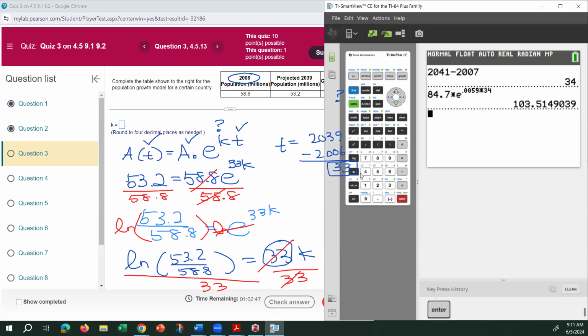And so we have isolated for K, and let's put that in the calculator, and that'll give us our K value. So we do ln of, I'm going to use my fraction, 53.2 over 58.8, close my parentheses, and then divide that by 33. And it says to round to 4 decimal places, so it's negative 0.0030.